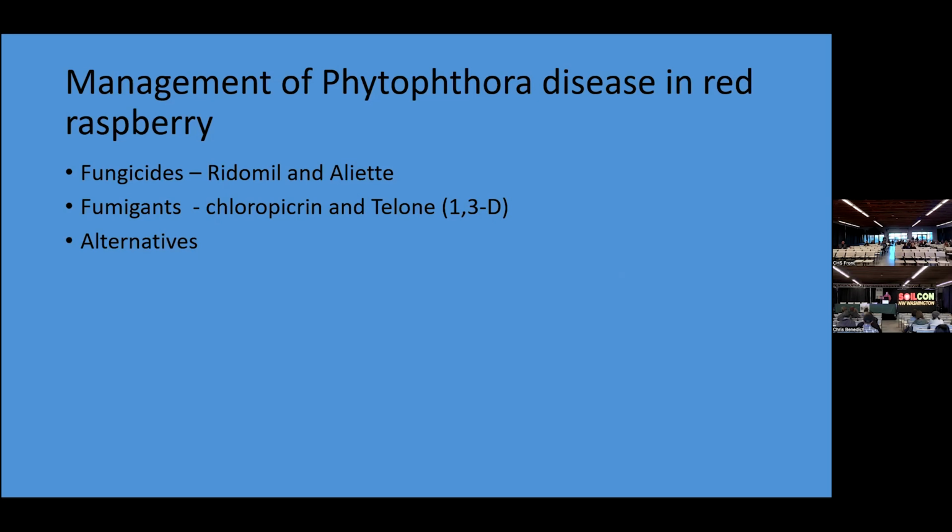Okay, so let's talk a little bit about disease management. Again, this is something that all of you know quite well. You do have the fungicides Ridomil and Aliette. As I always emphasize to our growers in California, the pre-harvest intervals for these are very long. Ridomil is 45 days and then Aliette is 60. Ridomil is very expensive, but it is effective.